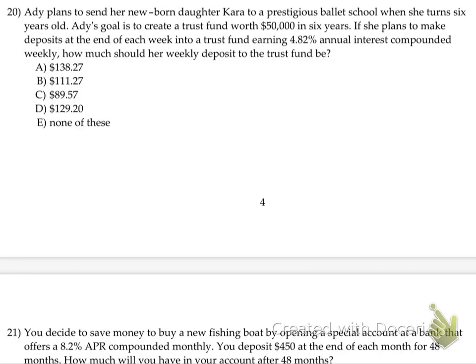Addie plans to send her newborn daughter, Kara, to a prestigious ballet school when she turns 6 years old. Addie's goal is to create a trust fund worth $50,000 in 6 years. If she plans to make deposits at the end of each week into a trust fund earning 4.82% annual interest compounded weekly, how much should her weekly deposits to the trust fund be?